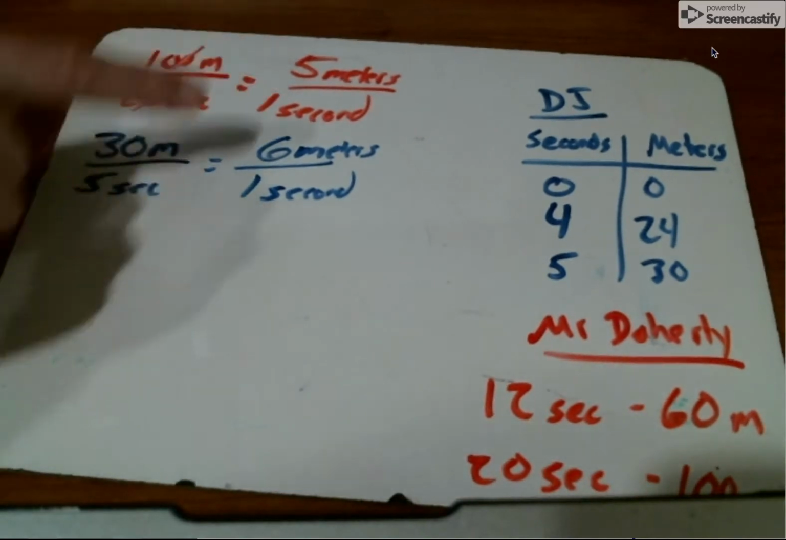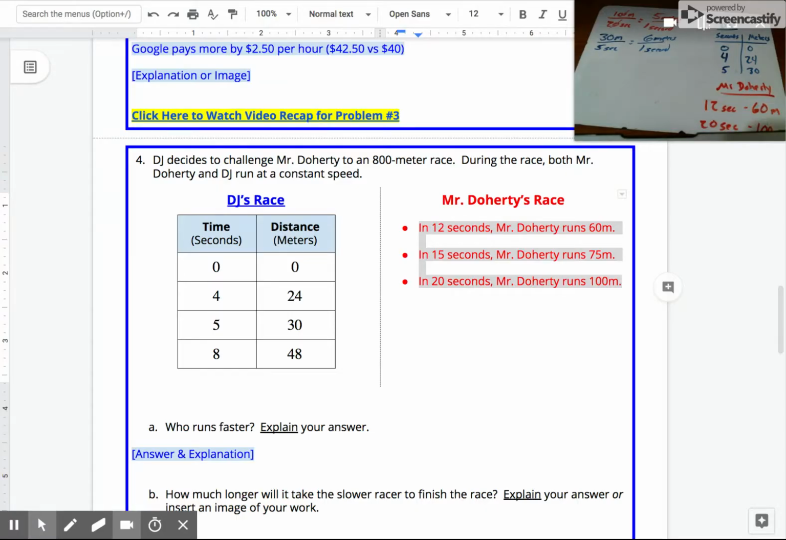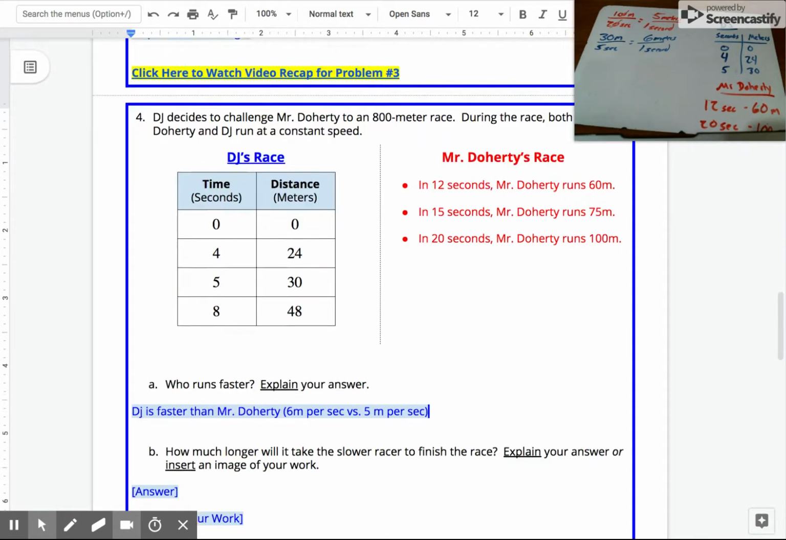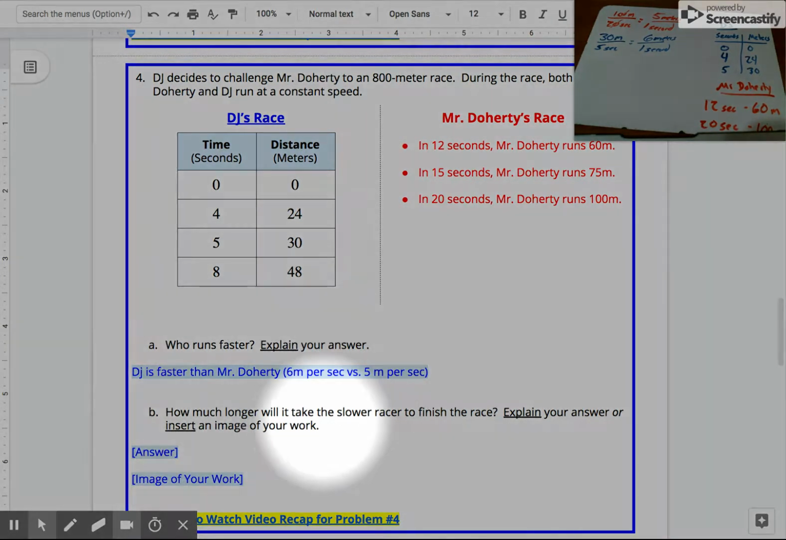So that can help us answer part A. That can help us recognize why, surprisingly, DJ is faster than Mr. Doherty. A good explanation would be 6 meters per second versus 5 meters per second. Now that we know their unit rates, that's also going to be the key thing we need for part B, which asks how much longer will it take the slower racer to finish the race? Explain your answer or insert an image of your work.